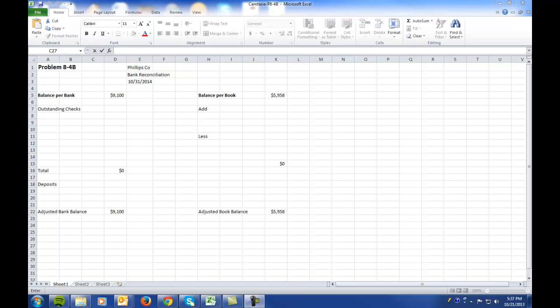Problem 8-4B, which is a bank reconciliation. We're going to reconcile the differences between the bank balance, which is $9,100, and the balance per book, or the company, which is $59.58.